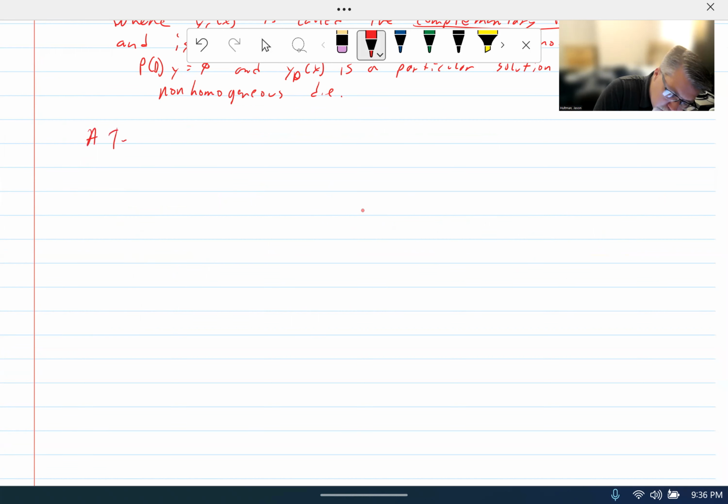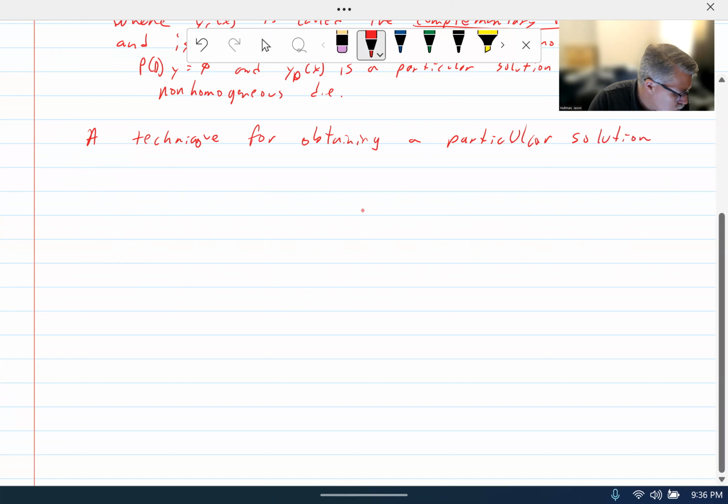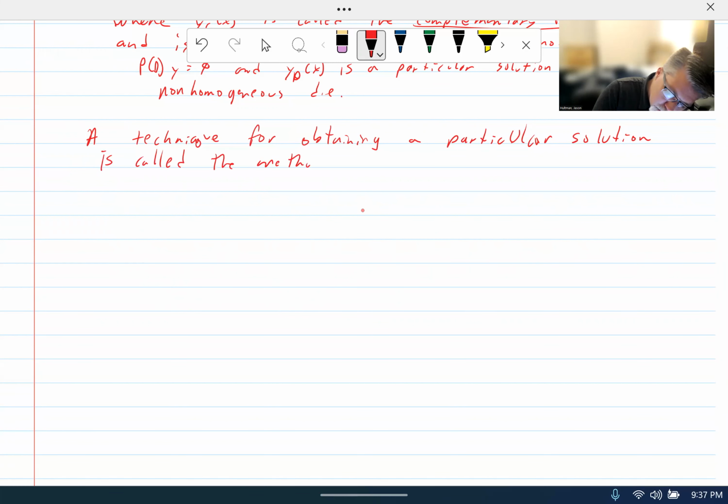Okay, a technique for obtaining a particular solution is called the method of undetermined coefficients.